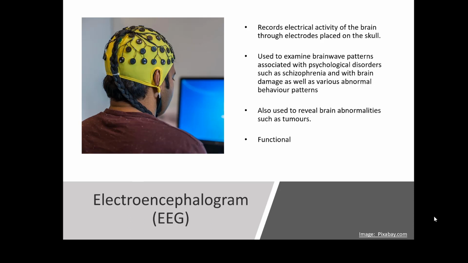This records electrical activity of the brain through electrodes placed on the skull. In the image you see on the screen, we have an electrode cap, which is frequently used, but it's also possible to place the electrodes directly onto the skull. An EEG is used to examine brainwave patterns associated with psychological disorders, such as schizophrenia, and with brain damage, as well as with various abnormal behavior patterns. It is also used to reveal brain abnormalities, such as brain tumors. This is considered a functional measure as it measures the electrical activity at a particular point in time.